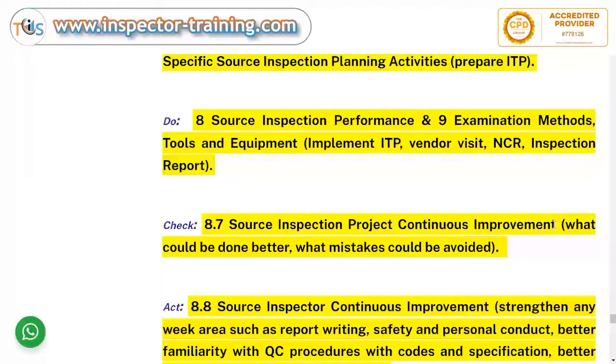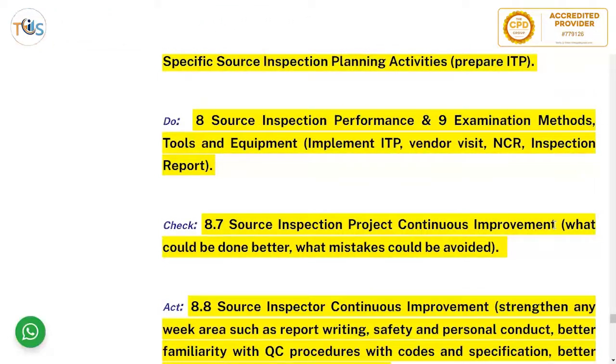For example, the Source Inspection Management Program: ITP and project-specific inspection planning activities, again, preparing the ITP. For source inspection, you perform it, you do the examination, with the tools and equipment, you practically implement the ITP, do the vendor visit, any NCR needed, non-conformity, you issue, or the vendor issues it, and you produce an inspection report. So all the major part is the do section, but then you need to plan. The plan is the ITP and all the associated procedures.